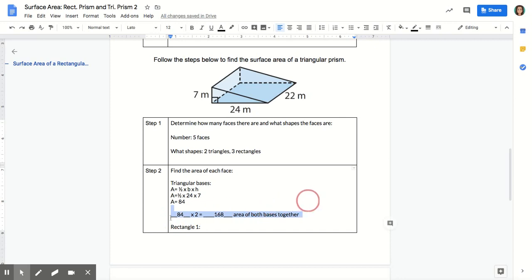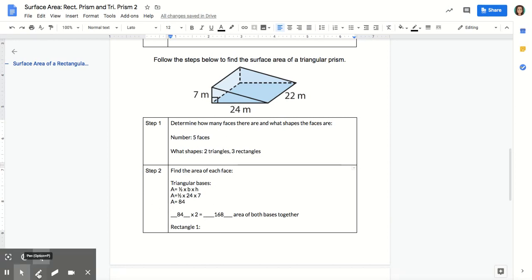And this is a step that you don't necessarily need to do here. You can do it in step 3. But I just wanted to show you that this is the area of one triangle, the area of another triangle here. So altogether, you multiply the area of one triangle by 2 to get the area of both. Now let's take a look at the rectangles.